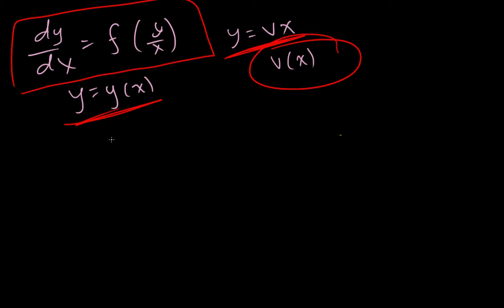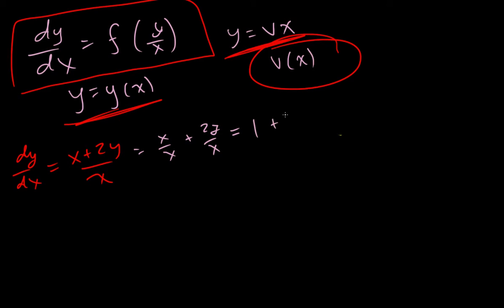So this first one, dy over dx equals x plus 2y over x, we need to first show that it's homogeneous. So what we're going to do is do x over x plus 2y over x, which is 1 plus 2y over x, and that is homogeneous.